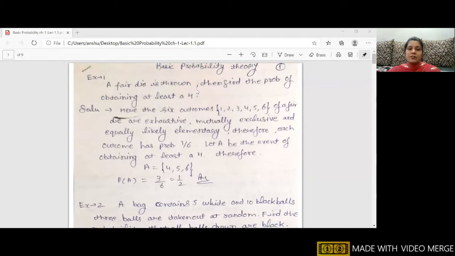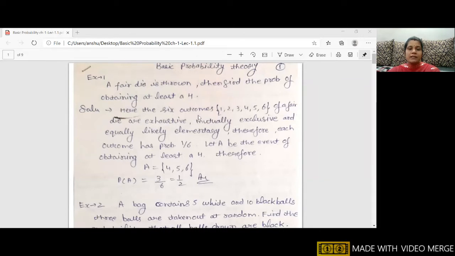A fair die is thrown, then find the probability of obtaining at least a 4. That means a die is thrown and we find the probability of obtaining at least a 4. That means 4, 5, 6.